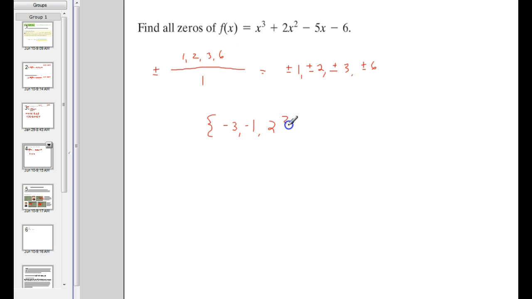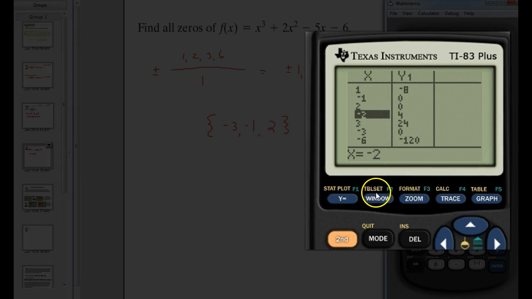But you don't have to write in that order. As long as you get the 3 zeros in there, it's fine. Okay, but that's how we use our calculator to do this. We use the tables setup.